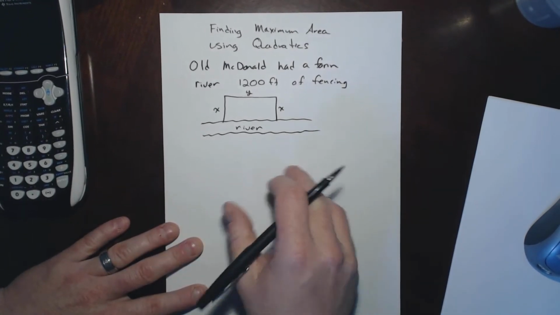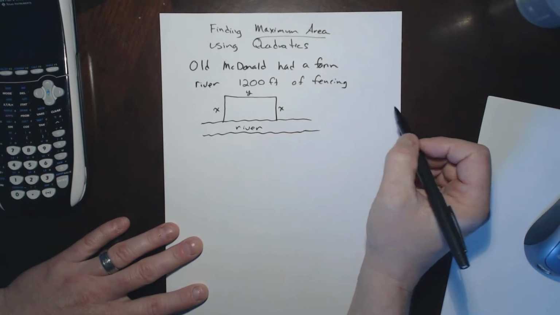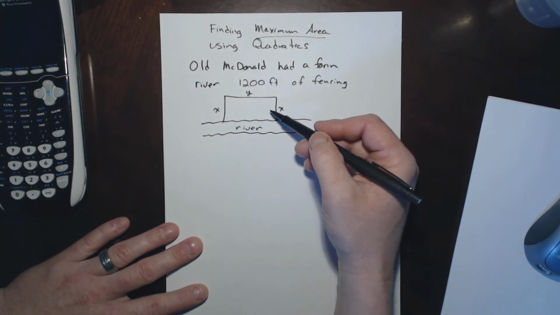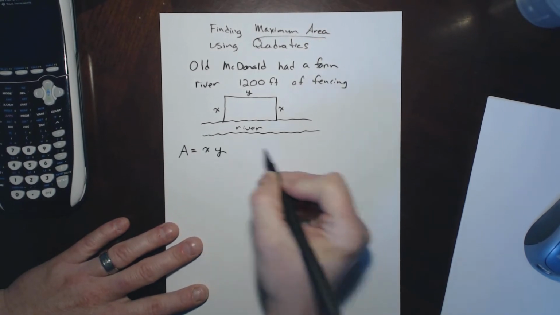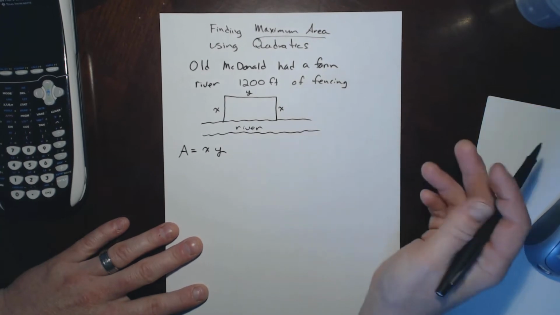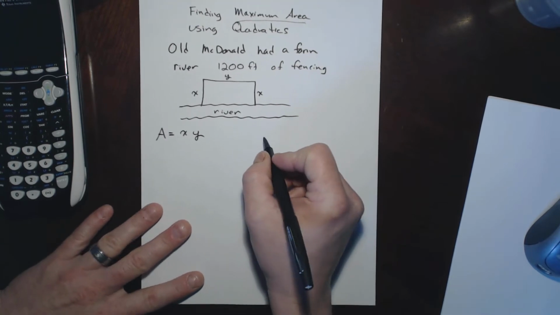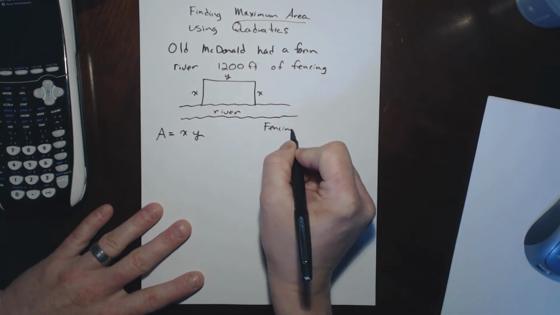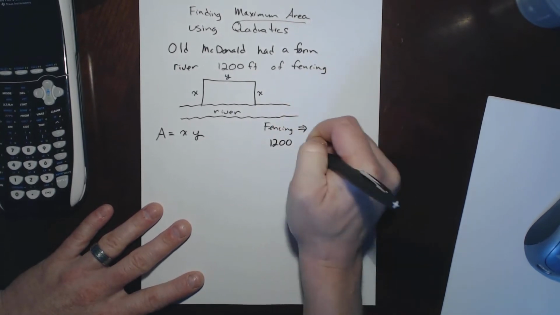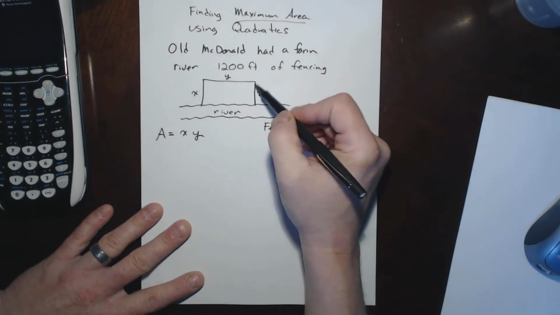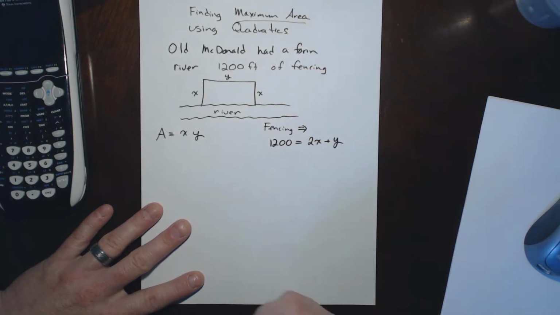So we have two equations going on here. First of all, we want to maximize the amount of area that Old MacDonald can have for his pen. So the area is going to be equal to X times Y, and the area of a rectangle is length times width. That's pretty straightforward as well. The perimeter, or the amount of fencing that he has, is going to be equal to 1,200, and that is equal to two of these X values here and here. So we have two lengths of X plus one length of Y.